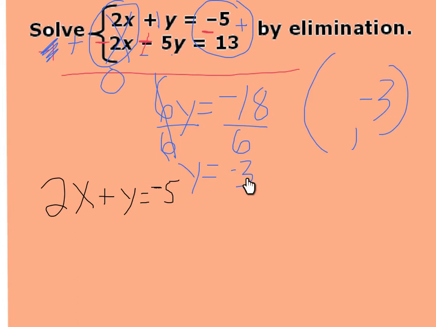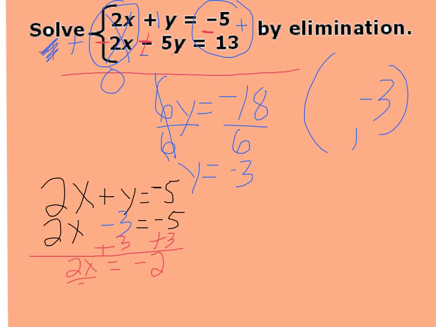So I'm going to take this -3 and I'm going to put it right here. And then I'm going to finish my equation and I'm going to solve this. So how do I get rid of that -3? I'm going to add 3, and when I add 3 to -5, I get -2, and then I get 2x on this side. So my answer is going to be -1.